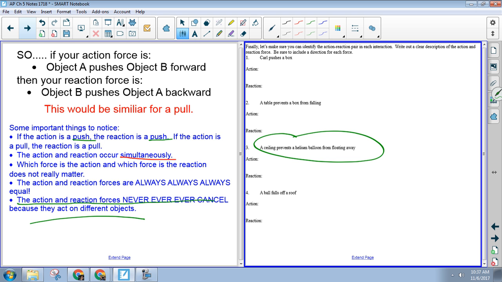That's a common example that comes up, right? So why doesn't, when you slide into base, why don't you keep moving forward? Because of friction between the player and the ground, right? So who wants to describe for me the action?